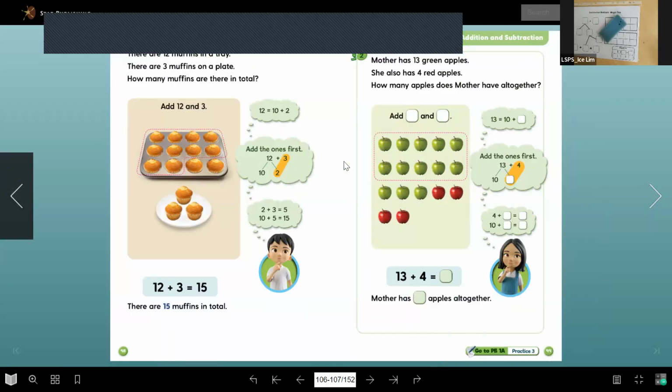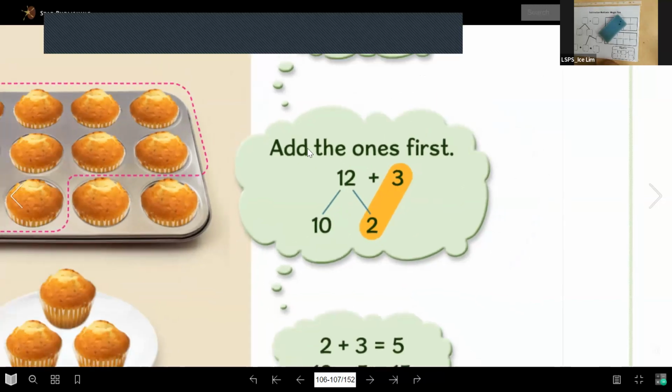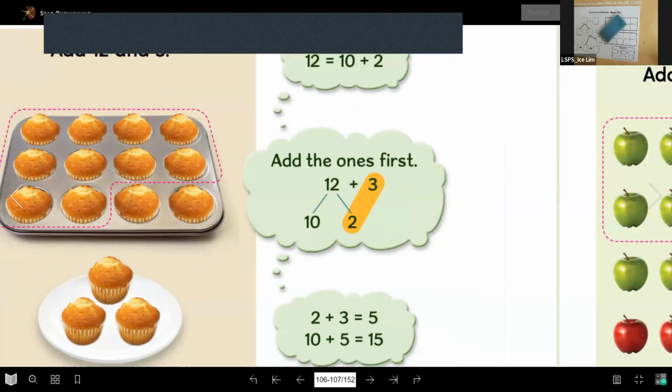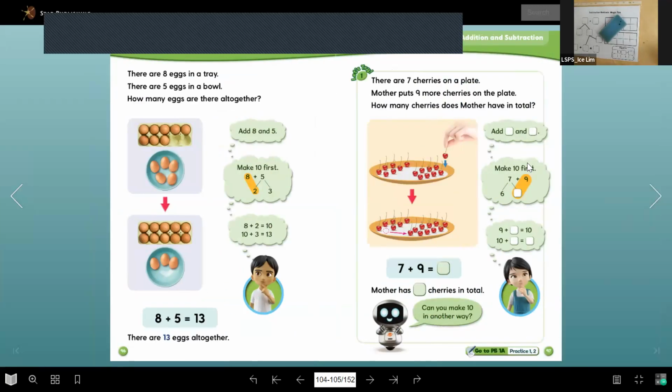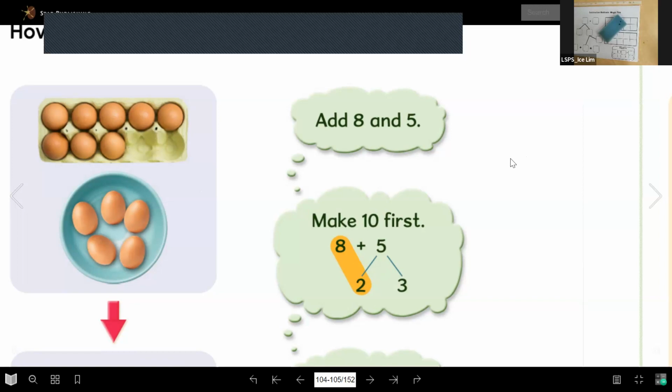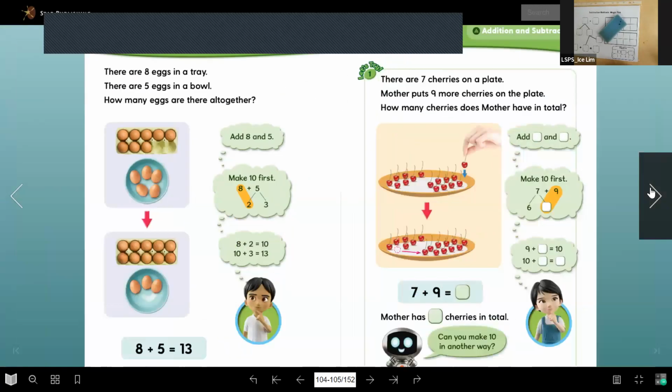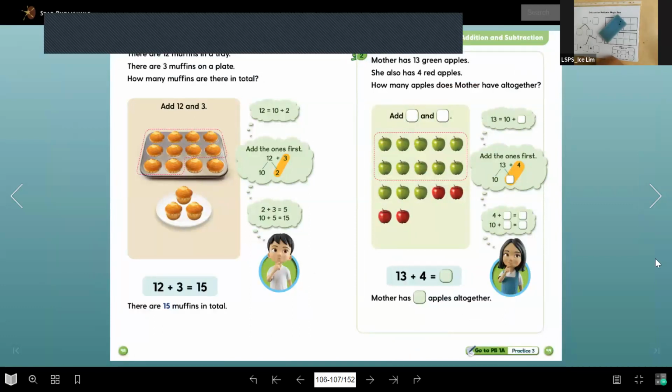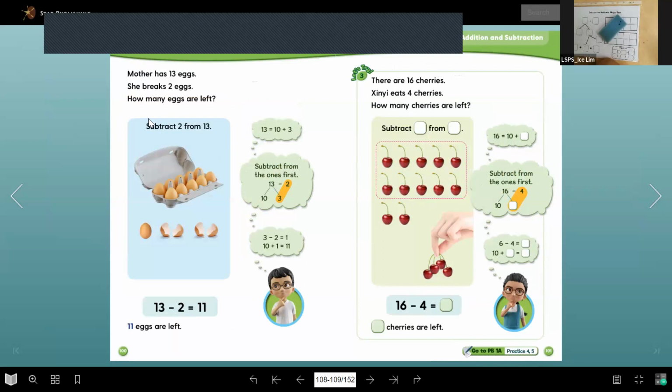Previously in our textbook, we found that the method is written here. Either add the ones first for the muffins or make 10 first for the egg story. Now, can you take a look at page 100 now? On page 100, again, it's an egg story.